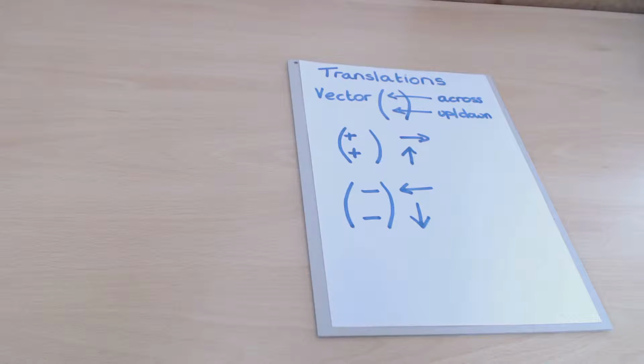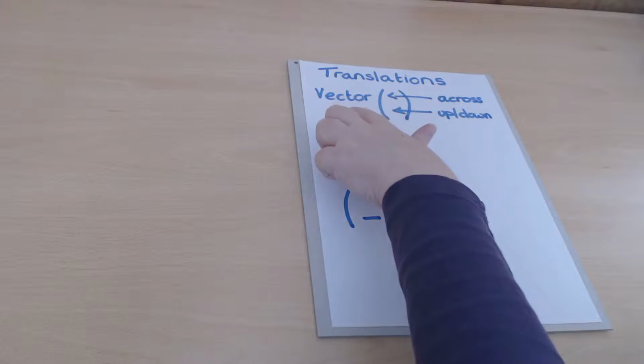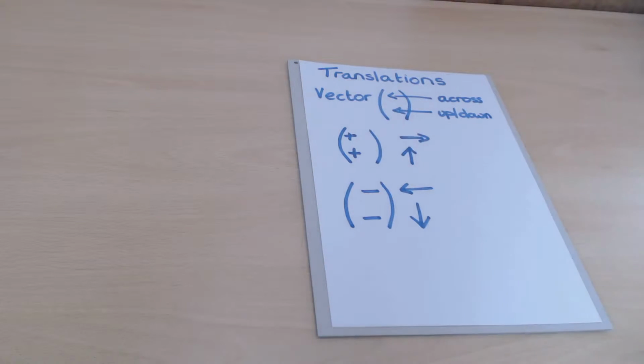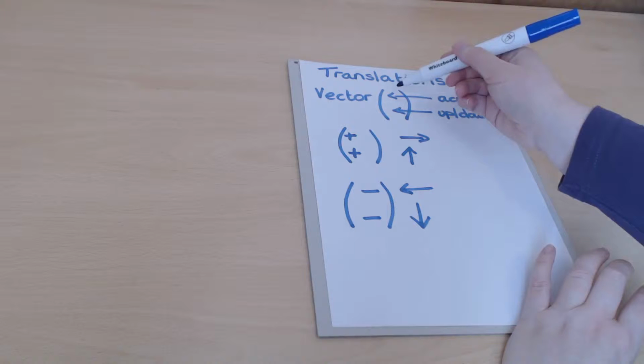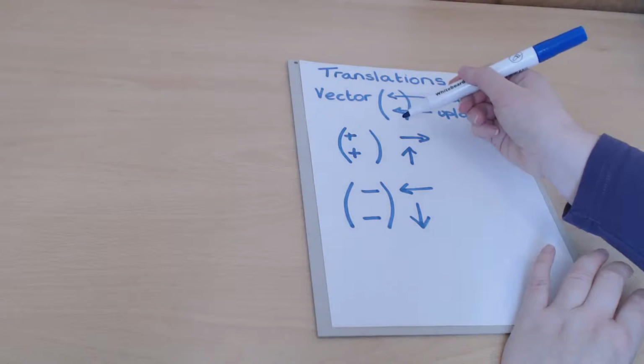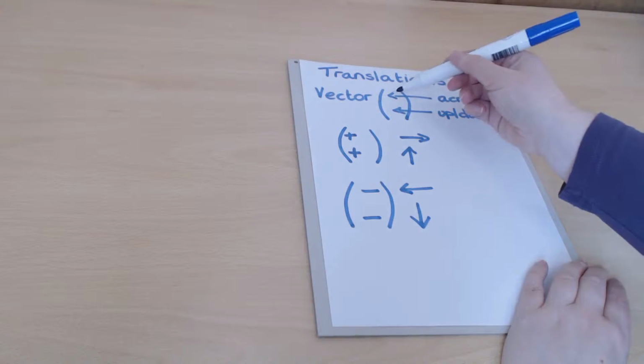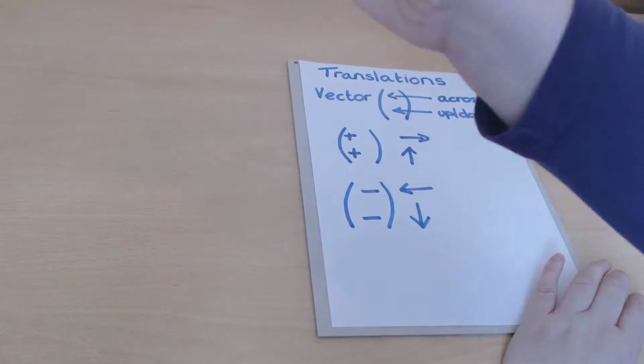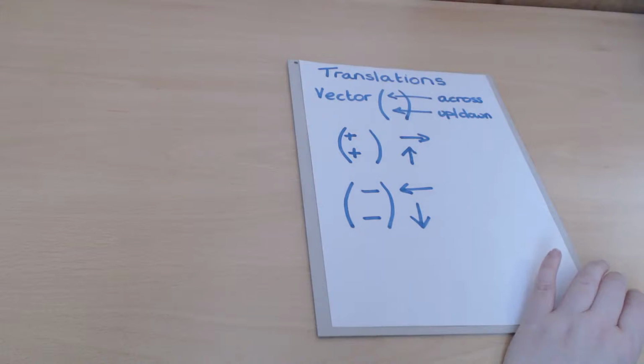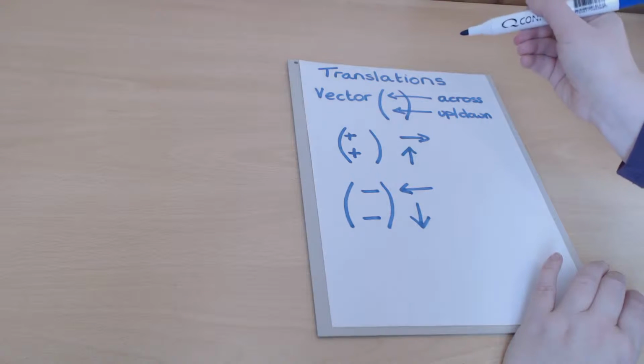Translations are when we move things up and across or down and back. In order to describe a translation, that comes in the form of what's called a vector. This looks a bit like coordinates, but instead we have one part on the top and one part on the bottom. The part on the top relates to whether we're moving forwards or backwards.